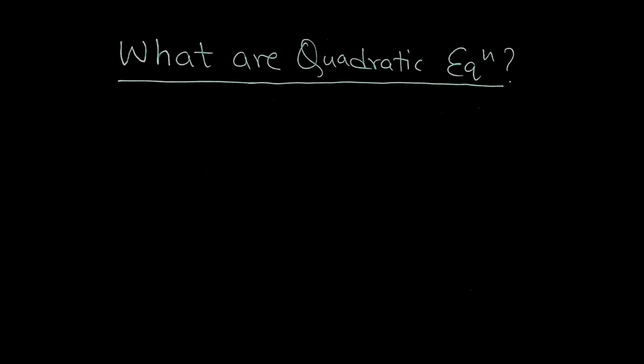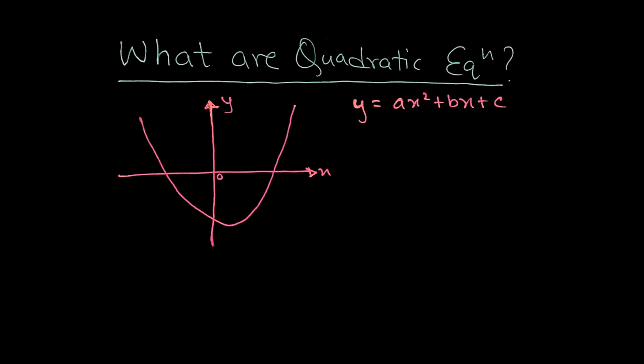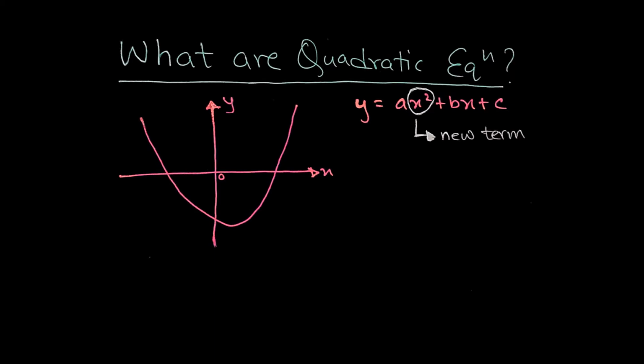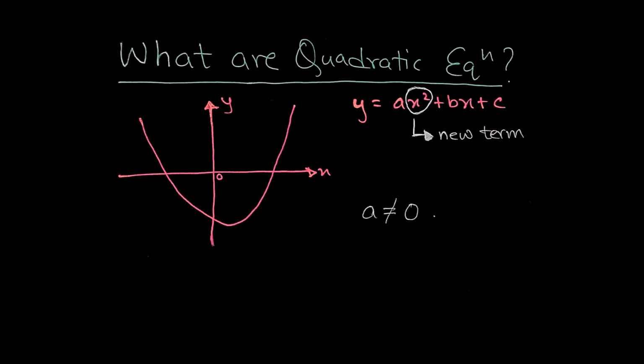Let us start with what are quadratic equations. Quadratic equations are equations of a parabola which are represented in the form y equals ax squared plus bx plus c. The difference between a quadratic equation and a linear equation is the introduction of a new term of x squared. In the general form, we need to keep in mind that a can never be equal to 0, because otherwise it will become a linear equation since the term of x squared will be omitted in such cases.